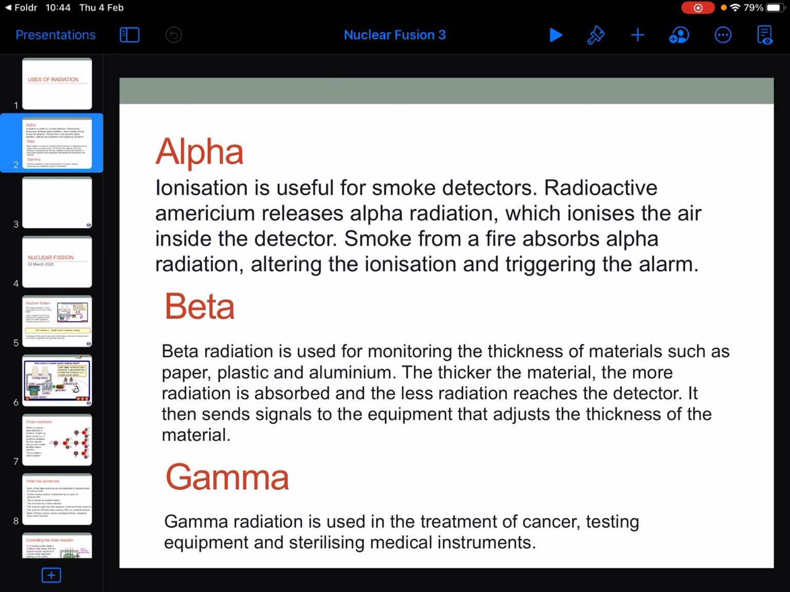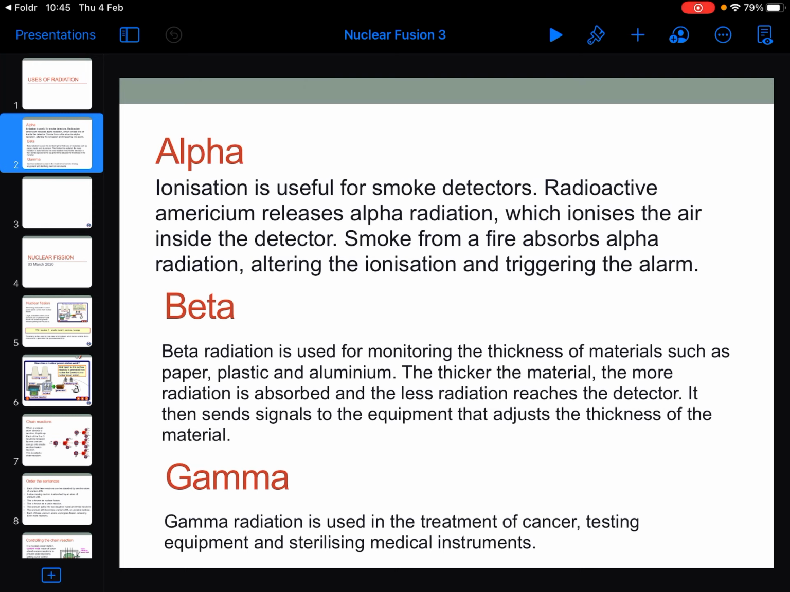So beta radiation is used for monitoring the thickness of materials such as paper, plastic and aluminium. The thicker the material, the more radiation is absorbed and the less radiation reaches the detector. It then sends signals, that's a detector, apologies, to the equipment that adjusts the thickness of the material. So you have a beta source on one side, then you've got material in the way and the detector on the other side. And if the material is too thick, then the detector will not detect much beta, and so it will send a message to the computer to say, right, start thinning it out again. It knows what level it should be.